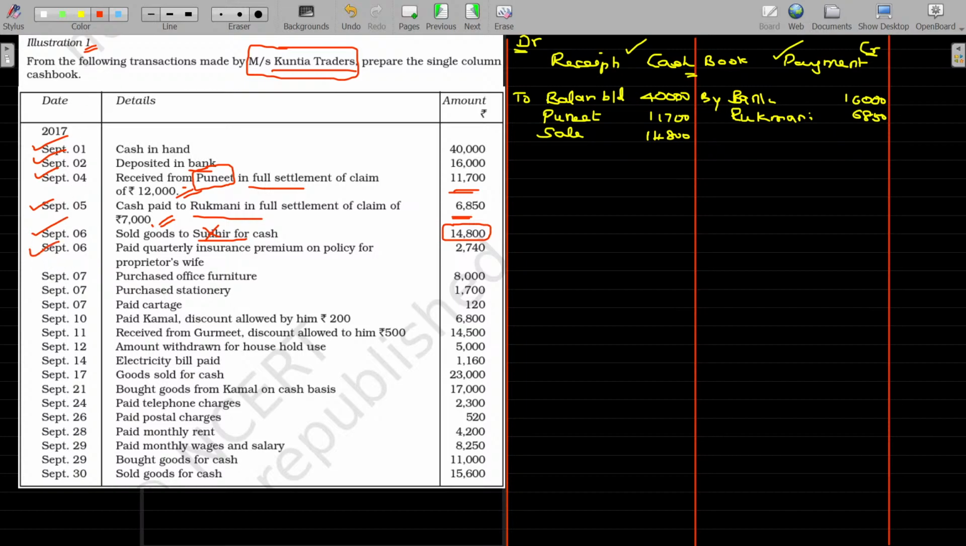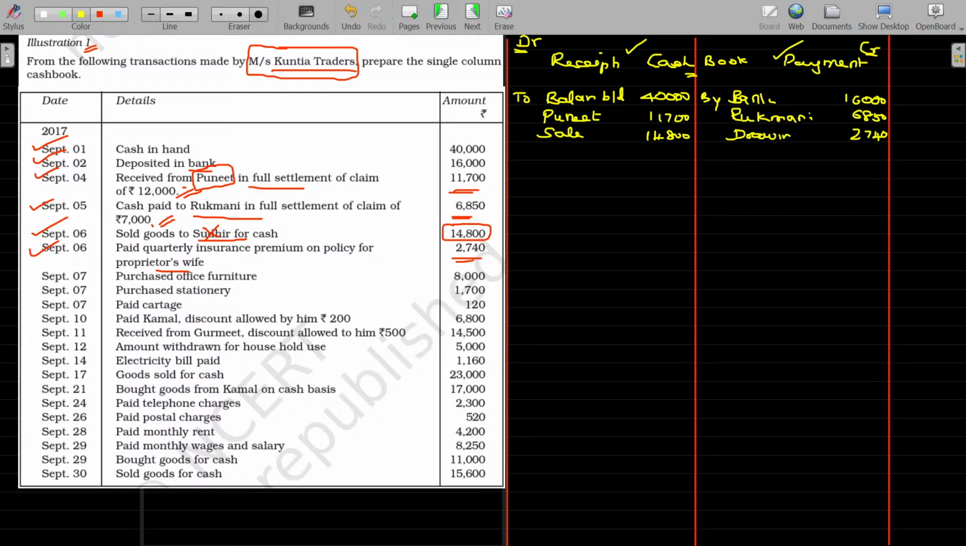On the same date, 6th September, paid quarterly insurance premium on policy for the proprietor's wife. Come on, this value should be in which side? In the payment side, 2,740. Come on, tell me, what are you going to write in the description? Drawings account.